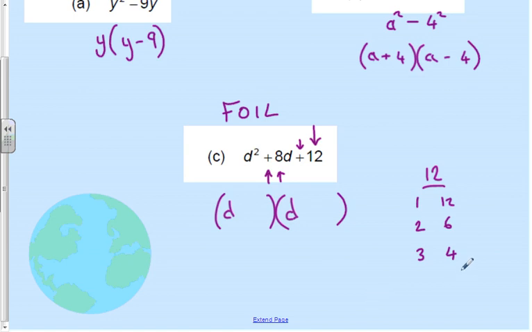Now we need to decide which pair we're going to use, and we can do that by looking at the middle term, at the coefficient of d here. It's positive 8. So we want the pair that multiply together to make 12, but add together to make 8. 1 plus 12 is 13, 2 plus 6 is 8, 3 plus 4 is 7. We are going to use 2 and 6. Since this is all positives, we're going to use d plus 2 and d plus 6. You can have those brackets the other way around, same with our difference of two squares.